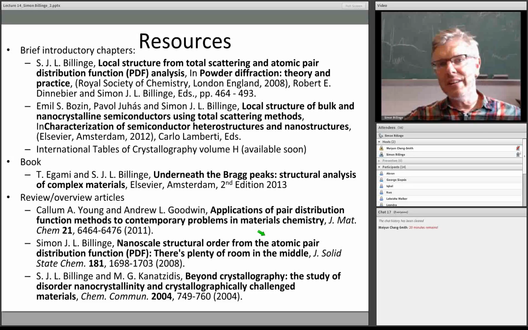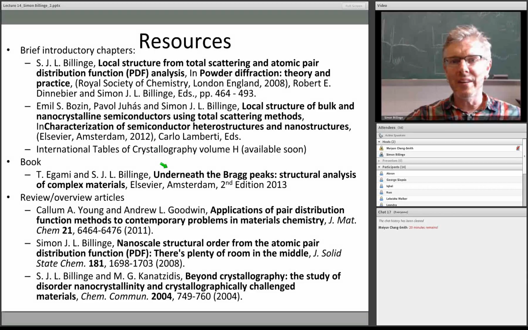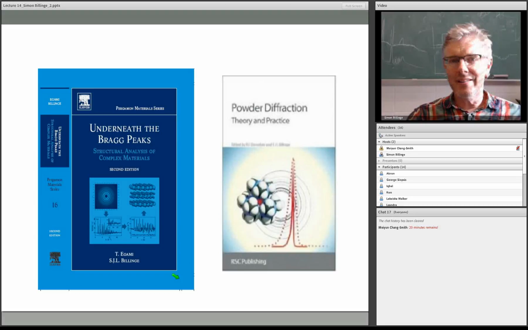In terms of the reading, there's a couple of introductory chapters you can look at, but one of the most important things is a book that I co-authored with my PhD advisor, Takeshi Egami. This is a very comprehensive book. There are also a number of good review articles. This information is on this view graph. This is the front cover of the book.